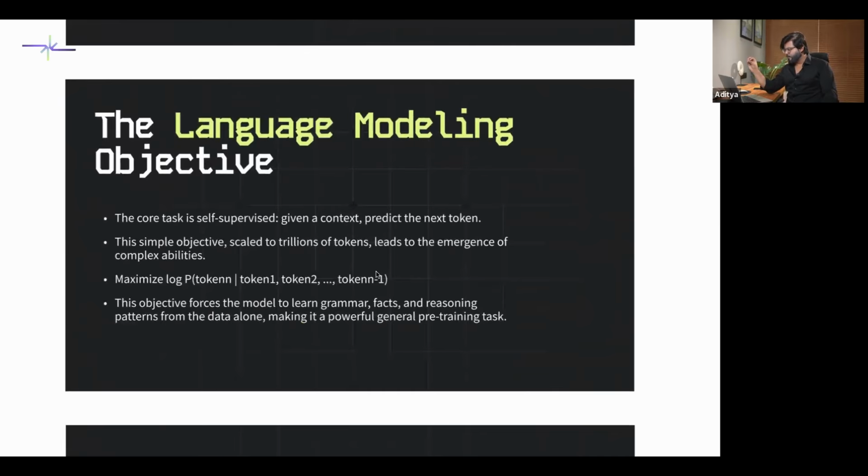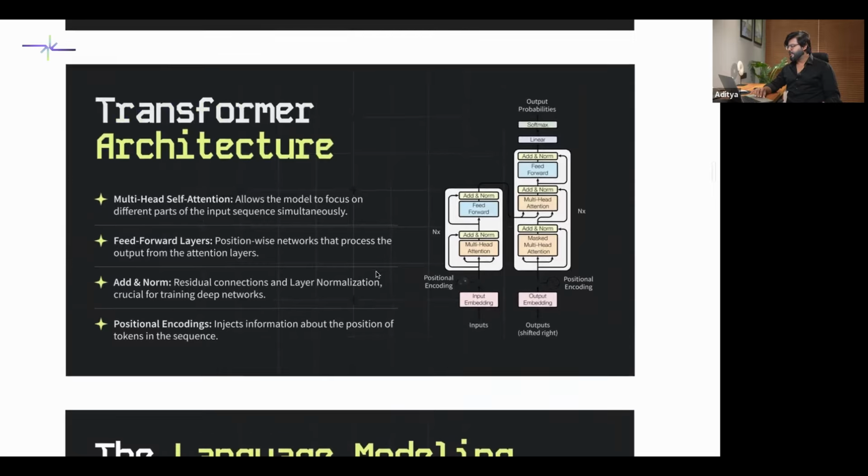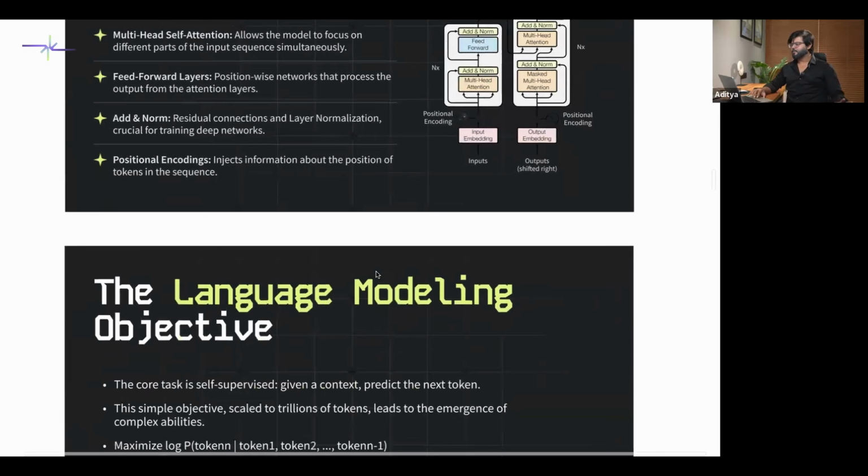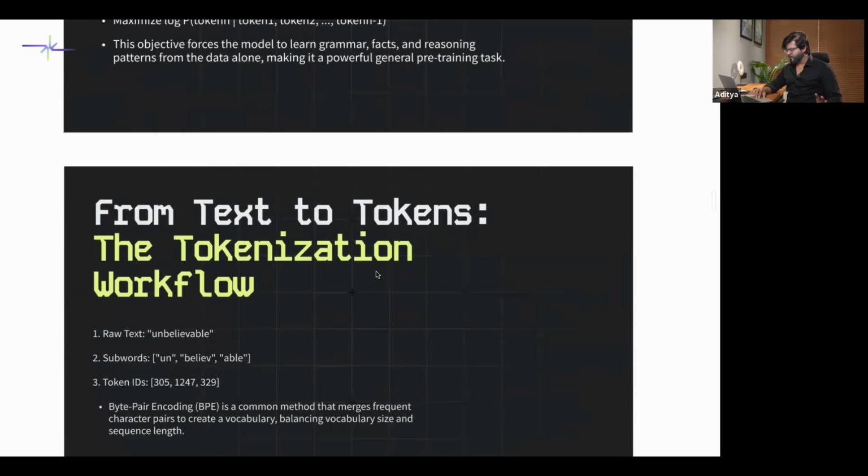So we are going to move on to the overall objective of large language modeling. The core task is self-supervised: given a context, predict the next token. It's a simple objective, it can scale to trillions of tokens, and it leads to the emergence of complex abilities. The objective forces the model to learn grammar, facts, and reasoning patterns from data alone, making it powerful and a general pre-trained model. That's the large language modeling objective, which we'll get into in detail at a later stage, but you should know how it works.